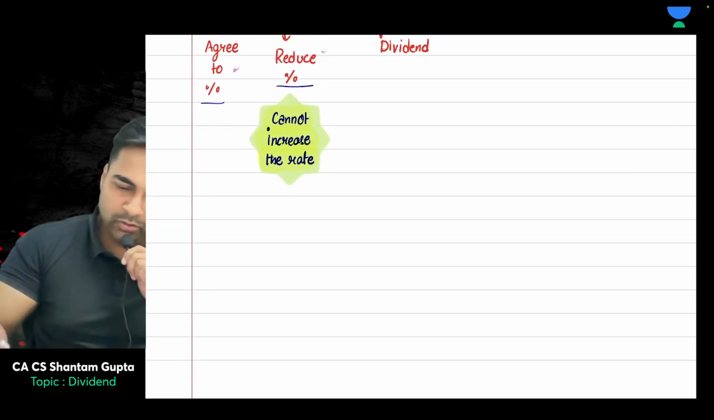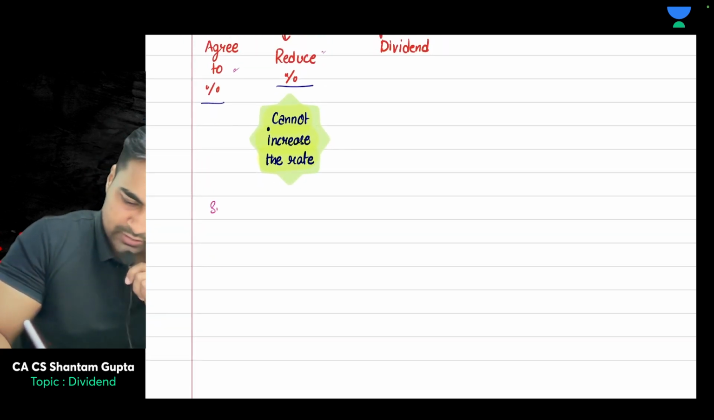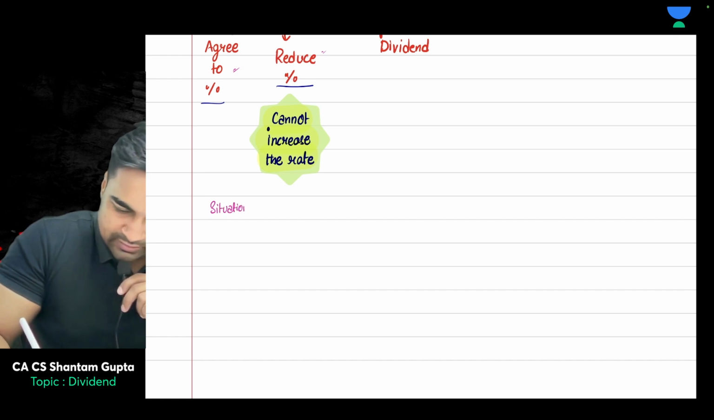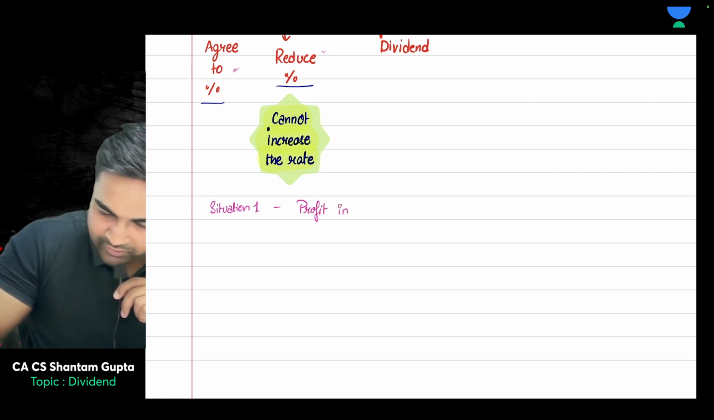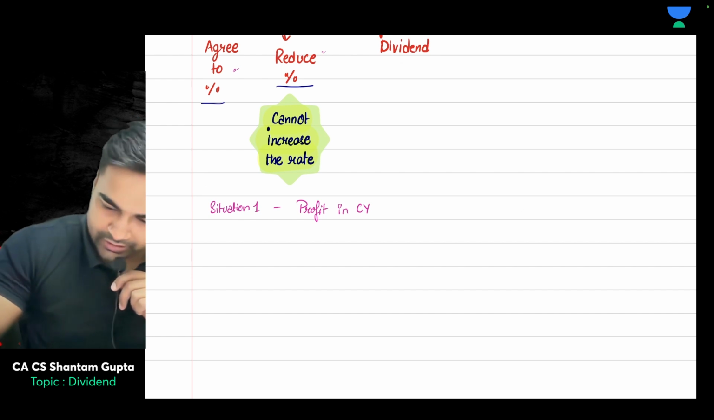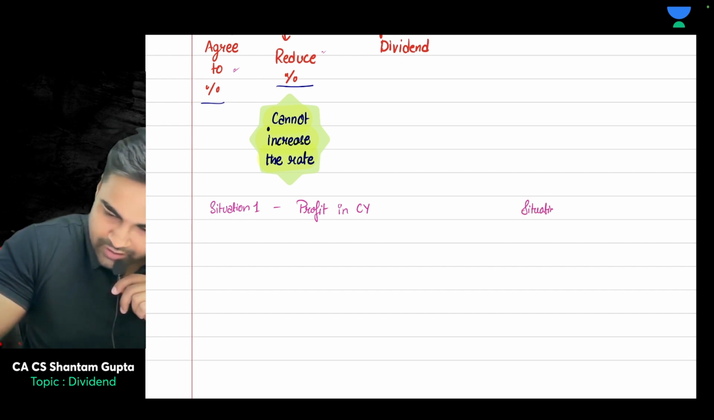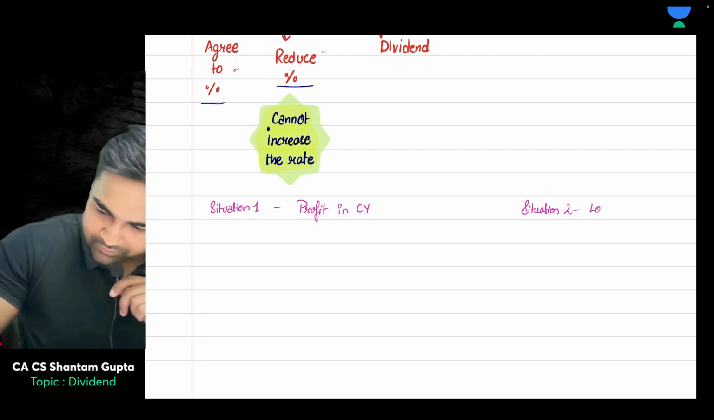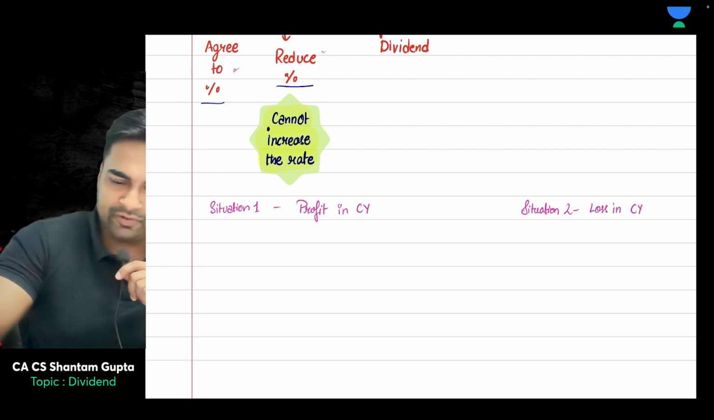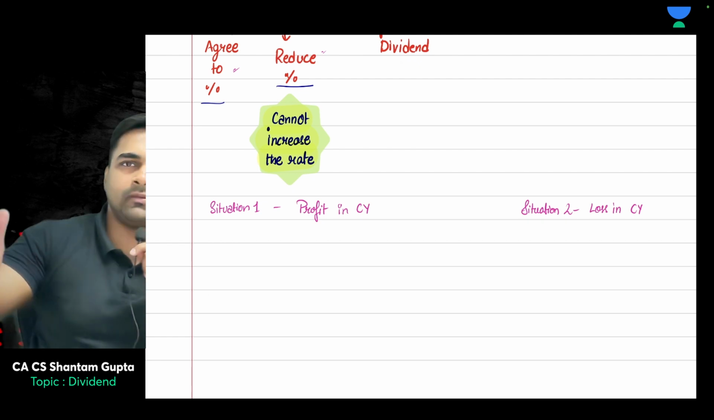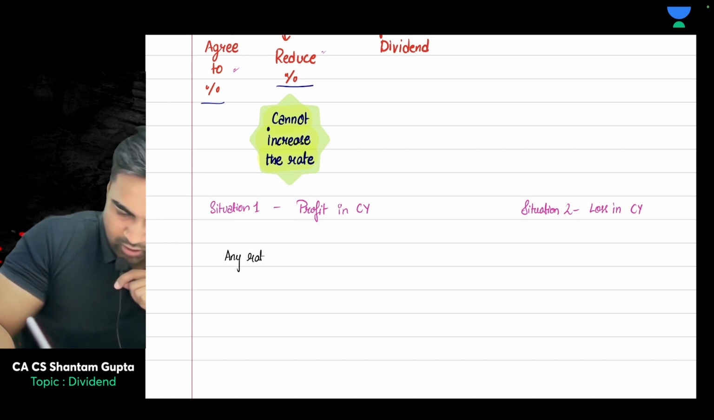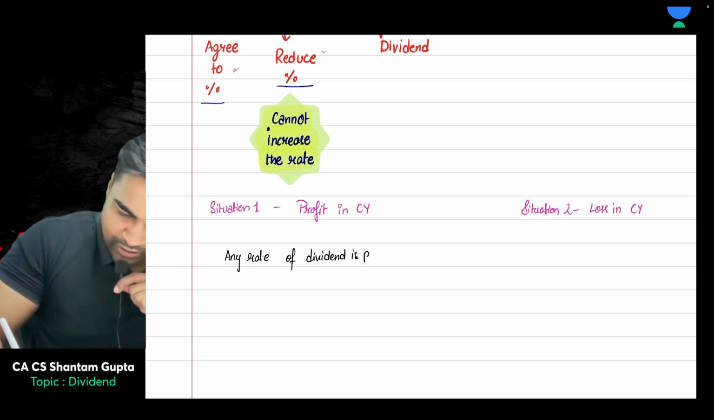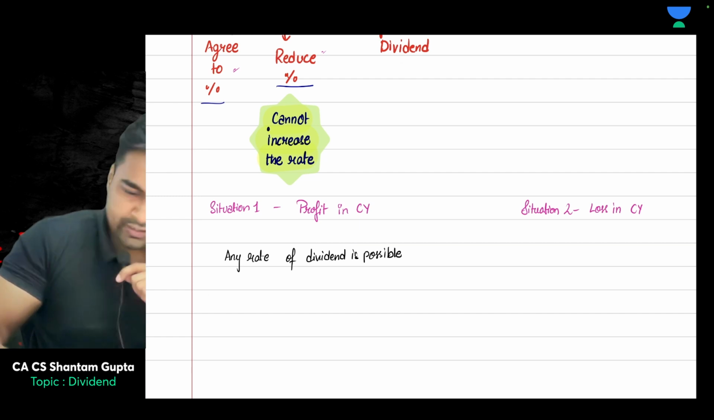So now there can be two situations. Situation 1: we have a profit in the current year. Situation 2: we have a loss in the current year. If I have a profit in the current year, no problem. Any rate of dividend is possible. If you have a profit, anything is possible.